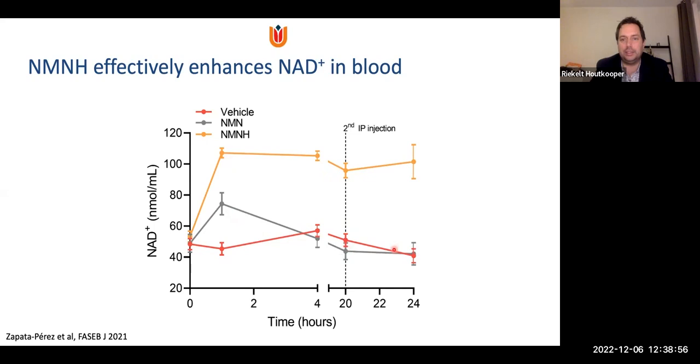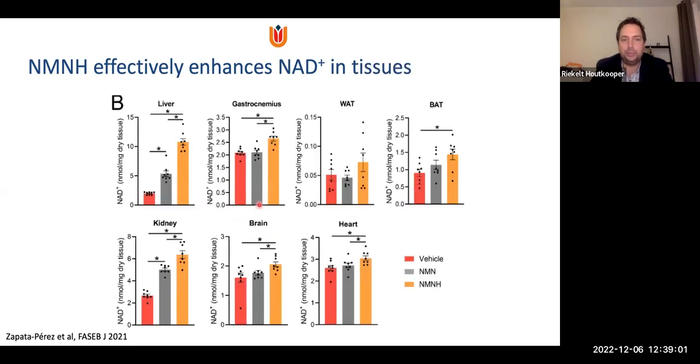And this is still high after the second injection. So what happens in the tissues? Same as with the cells, especially in liver cells, we see that NMNH is very potent. So we see with NMN, there's an increase in NAD levels, which again, we were always very positive about. So this is a doubling of NAD levels in the liver. But with NMNH, it's much more potent. It's a 4-time increase in NAD levels.